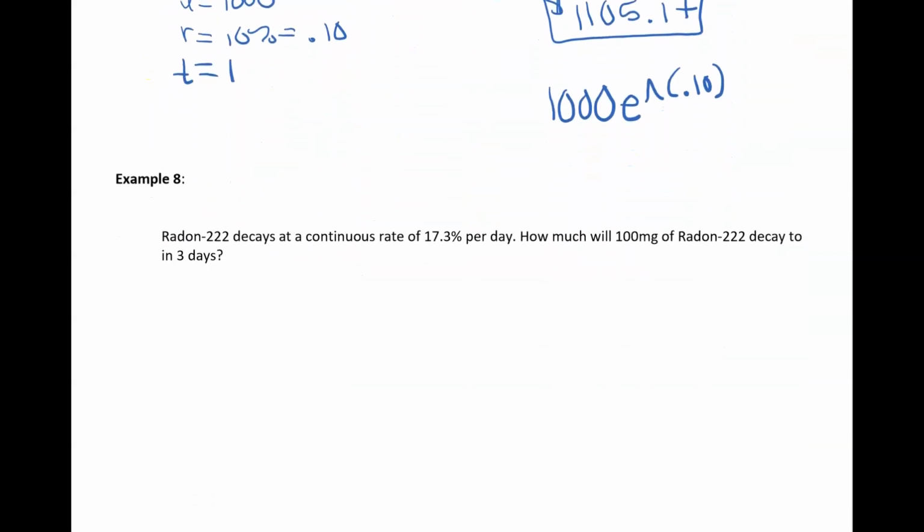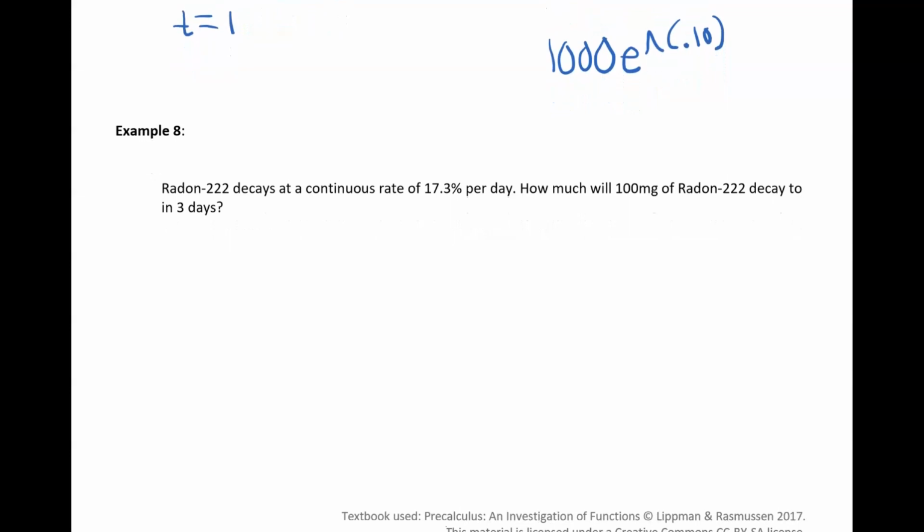Last example here for this section. It says radon 222 decays at a continuous rate of 17.3% per day. How much will 100 milligrams of radon 222 decay in 3 days? And so you can see some keywords we want to see: it decays at a continuous rate, we've got a rate, we've got an amount, and we've got a time. So let's work with this.